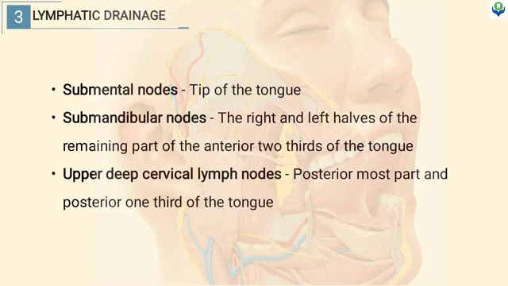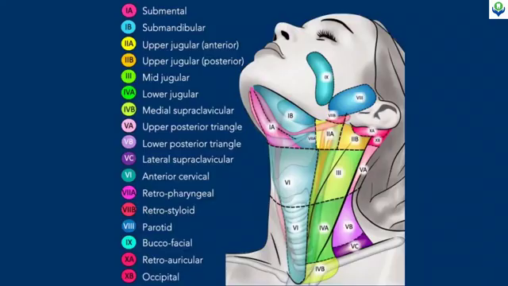The posterior-most part and the posterior one-third of the tongue drain bilaterally into the upper deep cervical lymph nodes, including the jugulo-digastric nodes. The whole lymph finally drains into the jugulo-omohyoid nodes. These are known as the lymph nodes of the tongue. In this picture, we can see the submental, submandibular, and other deep cervical neck nodes.